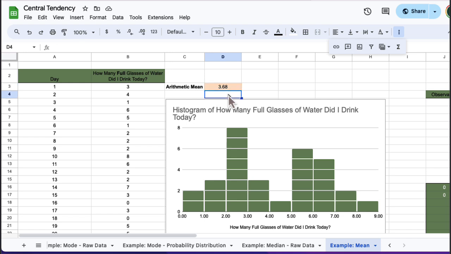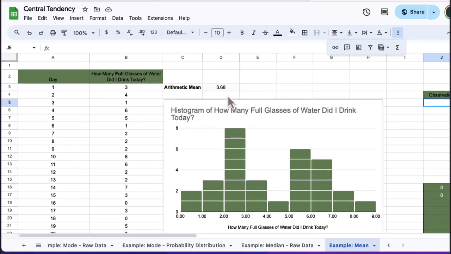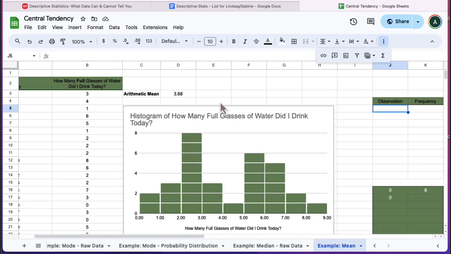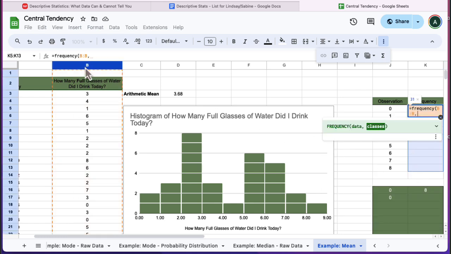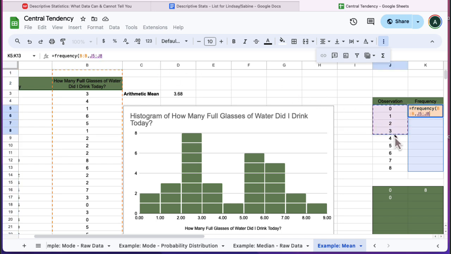I have made the claim that the mean harmonizes your data. It balances your data. Over here, I am going to just create observations. Remember, there were between 0 and 8 full glasses that we observed. So I'm just going to put in 0, 1, 2, 3, 4, 5, 6, 7, 8, because those were all the possibilities. And then I'm going to highlight this entire segment and say equals frequency, parentheses. I'm going to highlight all of column B and then comma, and then highlight my bins. And I can just press enter.